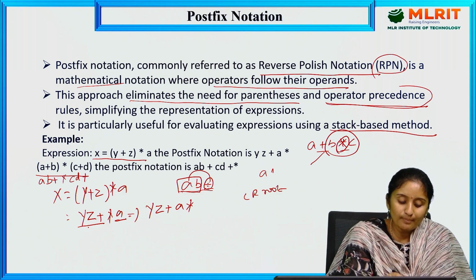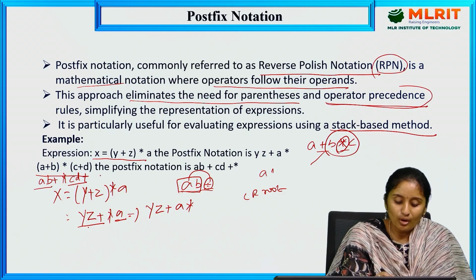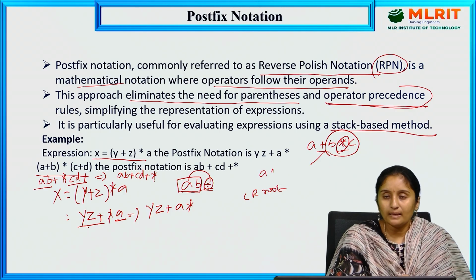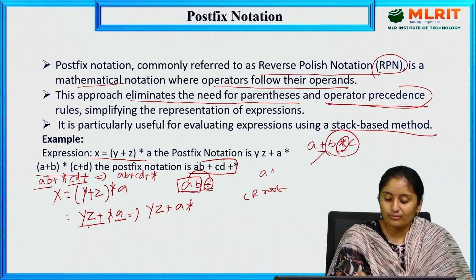In between there is a multiplication operator. This is one operand, this is one operand. So how can I write it here? AB plus CD plus multiplication. The same thing is written over here.